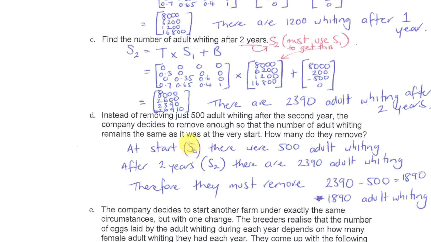So at the start, S0, there were 500 adult whiting. After 2 years, there were 2,390 adult whiting. The difference between that is 1,890. So after 2 years, to return the adults back to what it initially was, i.e. 500 whiting, they need to take out 1,890 adult whiting.